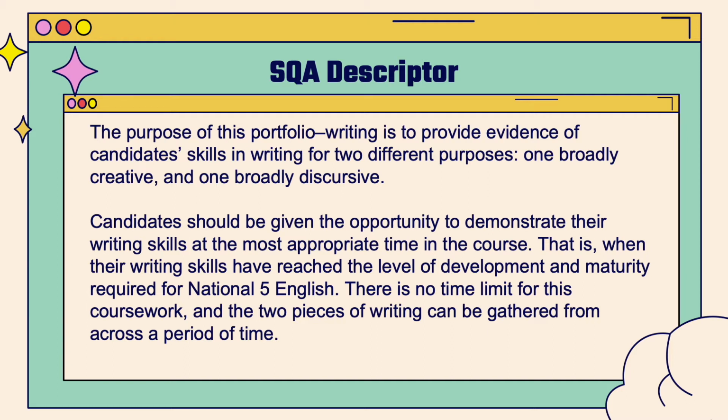For us, this is this term. That is when their writing skills have reached a level of development and maturity required for National 5 English level. There is no time limit for this coursework, and the two pieces of writing can be gathered from across a period of time. So though there's a deadline for a folio where you have to write a certain amount of pieces, you don't have to do it in time conditions such as your critical essay. You can spend weeks making this until the deadline is set by your school.